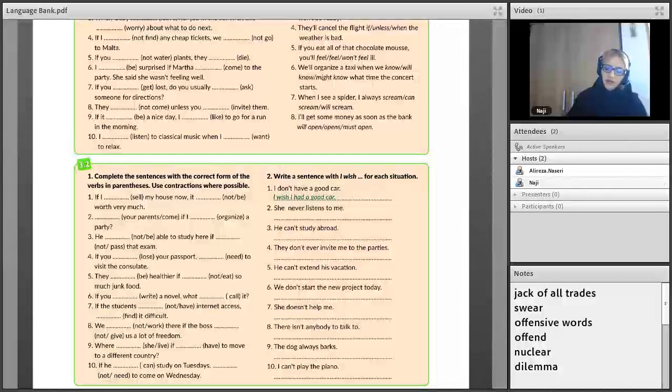Thank you. Next part. Write a sentence with I wish for each situation. Number one is done for you. I don't have a good car. I wish I had a good car. So you are going to start all of them with I wish.